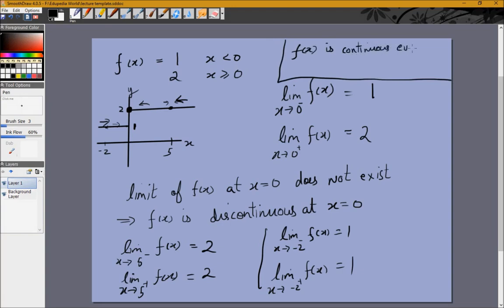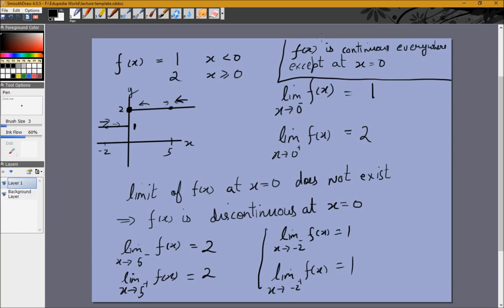everywhere except at x equals 0. So this is a function which is continuous everywhere except at x equals 0. At any other point you can just draw a straight line, but at x equals 0 you have to draw two lines, right? x equals 7, 9, 12, minus 15, all of them have f(x) being continuous.